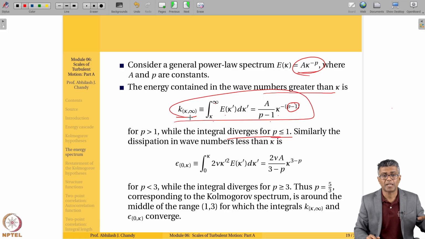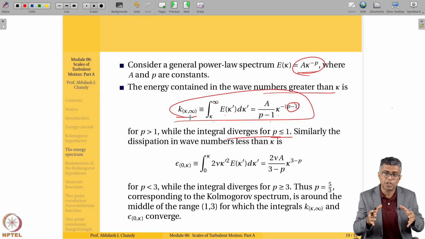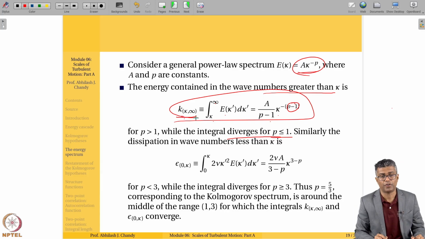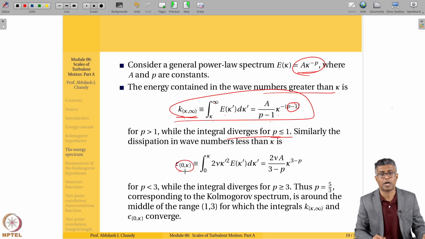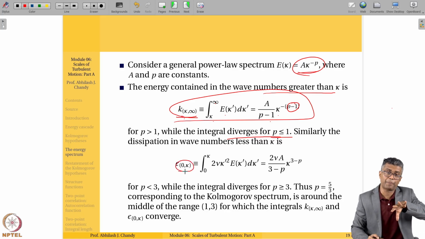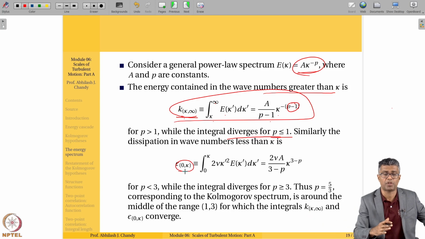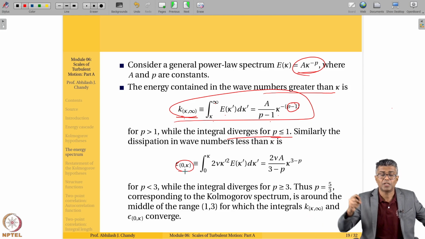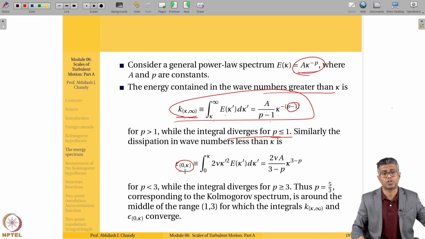Similarly, if I look at the dissipation, and again, dissipation happens towards the small scales. Turbulent kinetic energy comes from the large scales. That is why I took kappa to infinity. When I'm taking dissipation, I'm going to take 0 to kappa. Why? Because dissipation happens towards the smaller scales. Kinetic energy comes from the larger scales. The energy is produced, production happens at the larger scales. Dissipation happens at the smaller scales.